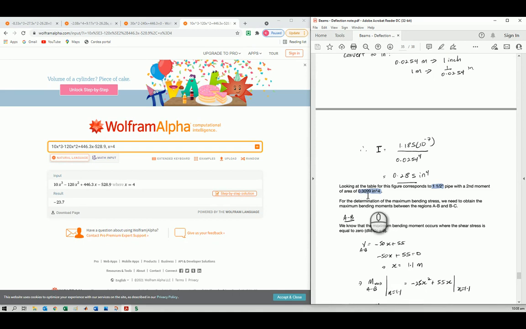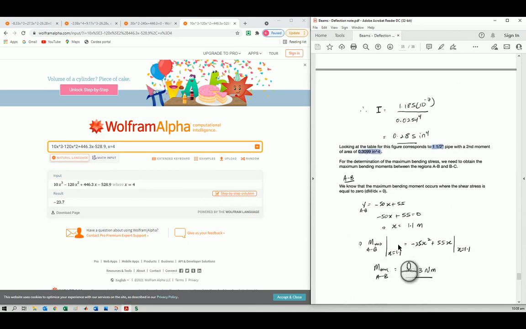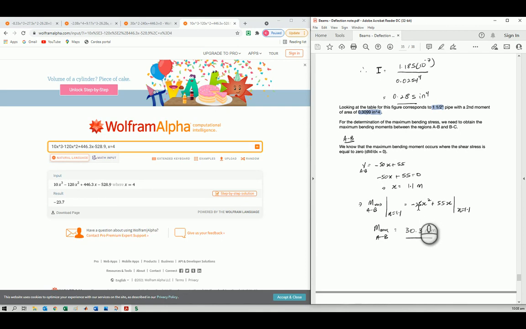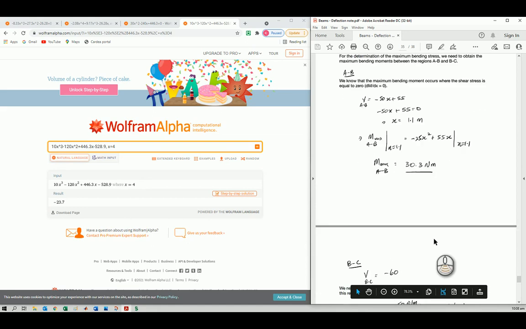And the value of that I is 0.3099 inch to the power of 4, which we read off from the table. The next step is to get the maximum bending stress, and in order to do that, we need, of course, to get the maximum bending moment. Between A and B, we have an equation, and we know that the maximum bending moment occurs where the shear force is equal to 0 or crosses the x-axis. So we make the shear force equal to 0, and we have the value for x. This is where the maximum bending moment occurs. We substitute it into the bending moment equation, which we calculated, and we get our 30.3 Newton meter.